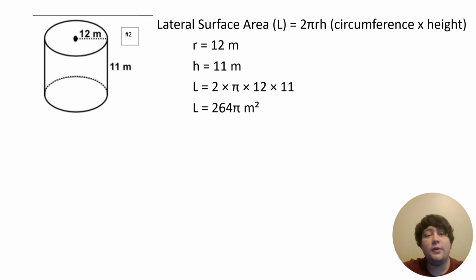And that is going to give you 264 pi, because we're trying to be as accurate as possible, so we're going to leave pi in there, meters squared, because the surface area is the amount of squared units you can fit on the surface of your object.